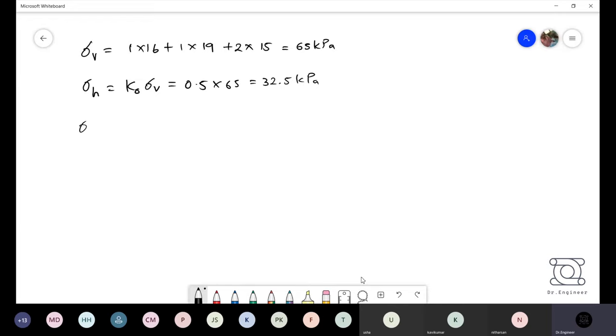So what is sigma dash V? Sigma dash V is 65 minus the pore water pressure. Pore water pressure is 3 times 9.81. So you have to find the value here.